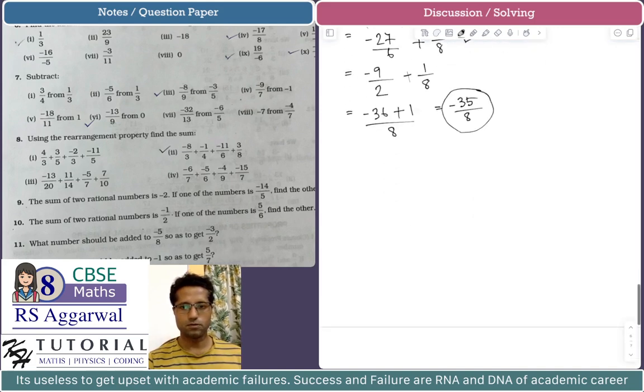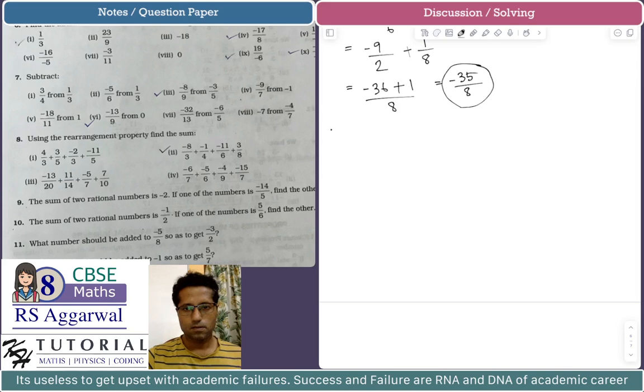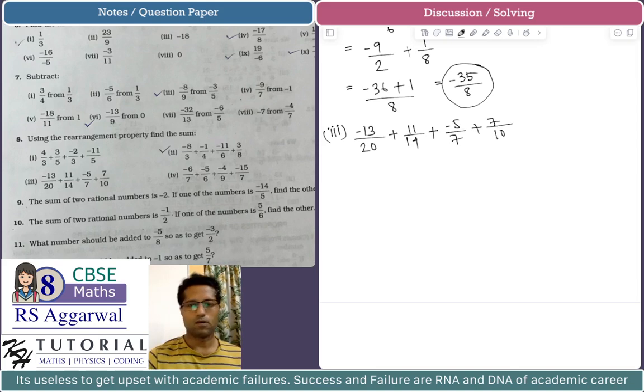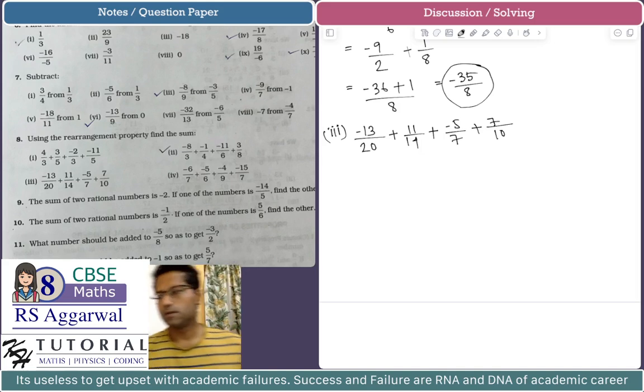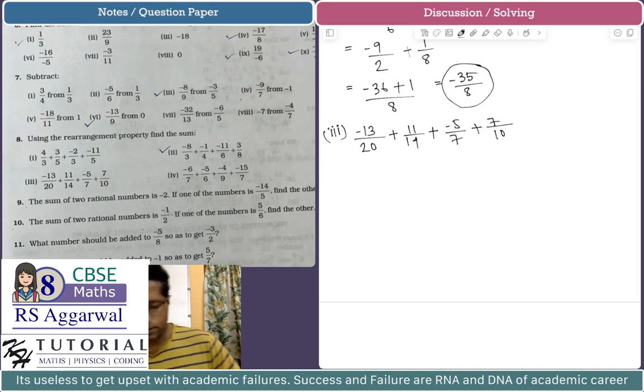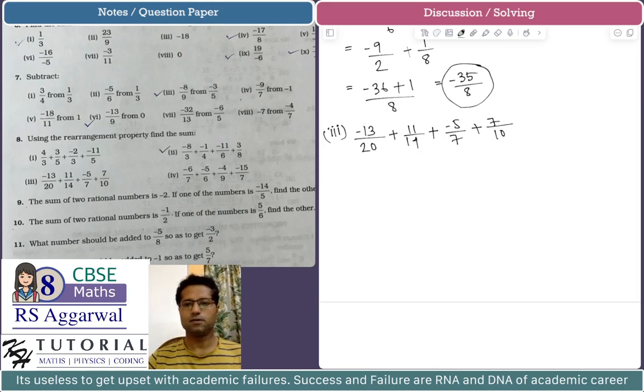Let's do part 3 also. It has asked to evaluate or simplify: minus 13 by 20 plus 11 by 14 plus minus 5 by 7 plus 7 by 10. Now group the rational numbers so that the HCF of the denominators is not equal to 1.